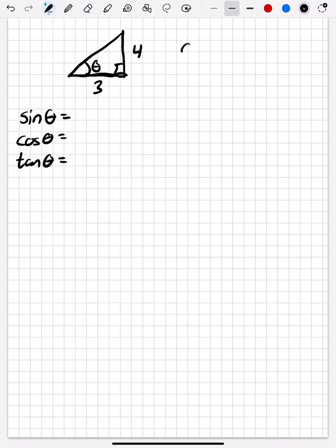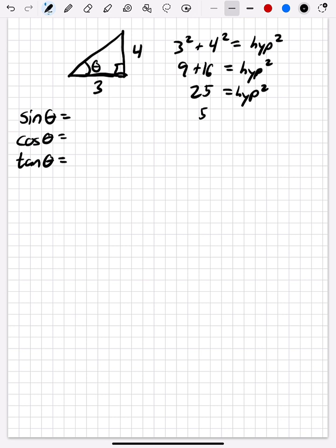So the Pythagorean theorem, again, is a squared plus b squared equals c squared, which is to say, okay, I have 3 squared plus 4 squared is equal to the hypotenuse squared. Well, that's 9 plus 16, which is 25. Take the square root of both sides, and I find that my hypotenuse is equal to 5, which is a very common right triangle to have, a 3, 4, 5 right triangle. Okay, and so now we just want to be able to answer these trig relationships based on this triangle.